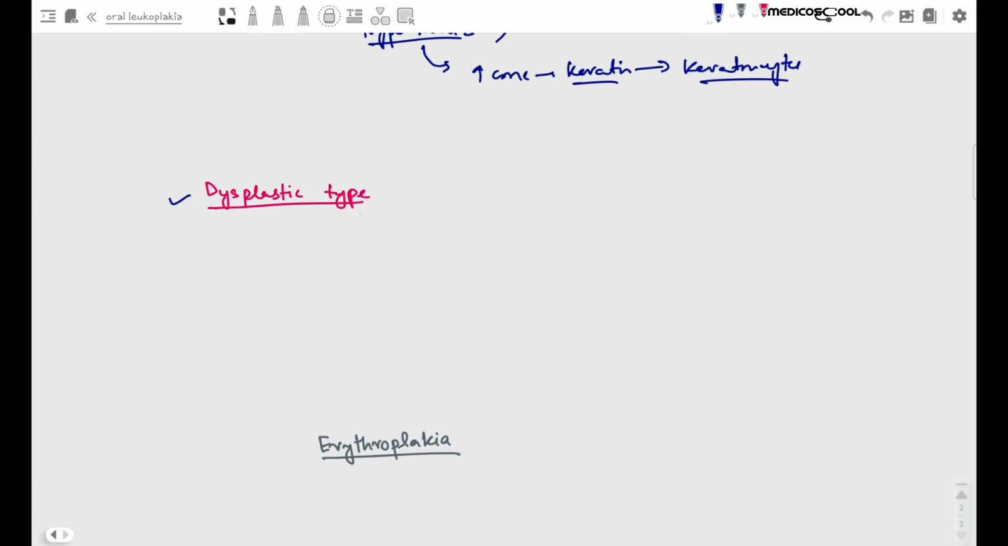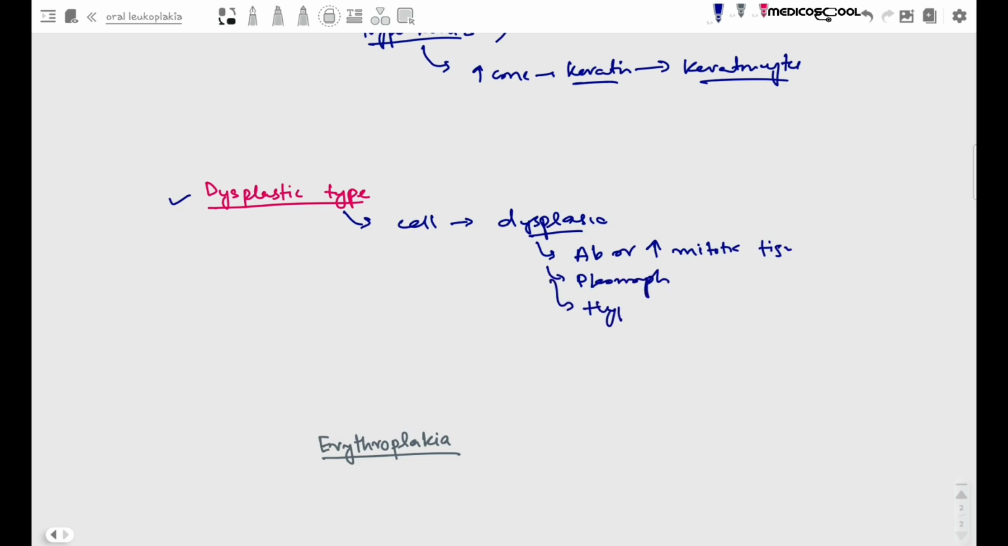Now, what occurs in the dysplastic type is that the cells of the epithelium show features of dysplasia. Now, what are the features of dysplasia? The features of dysplasia are, for example, abnormal or increased mitotic figures. Second one is pleomorphism. The third one is hyperchromatism. And the fourth one is irregular stratification of the epithelium.